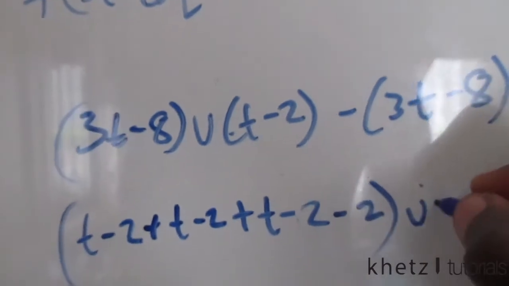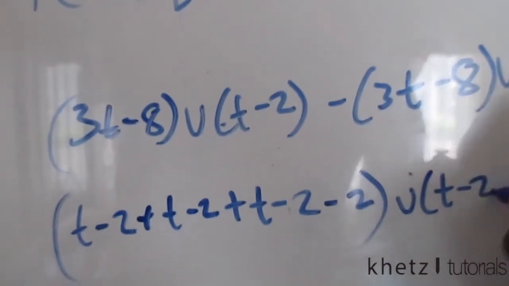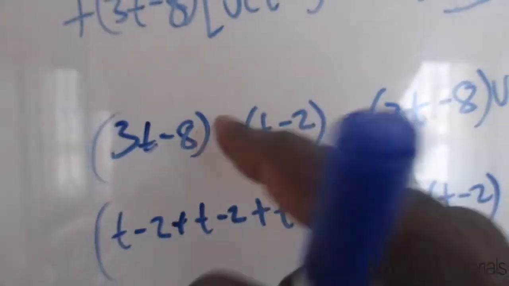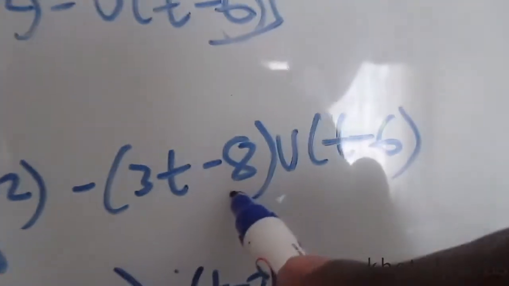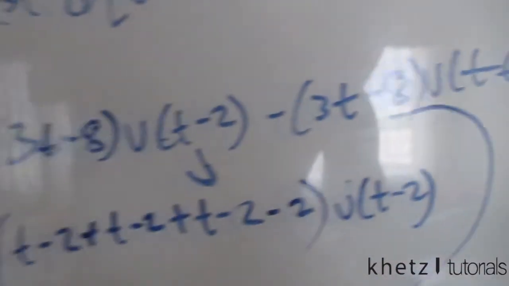And we're still going to multiply by u of t subtract 2. So this is for this part, right? This is for the first part. Now taking this part over here, which we have over here, we're going to do the same thing.